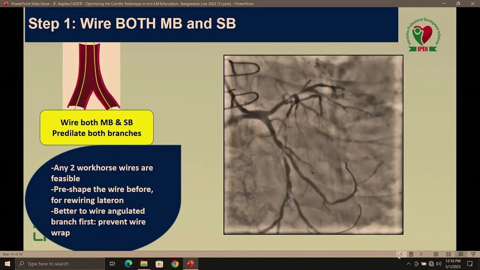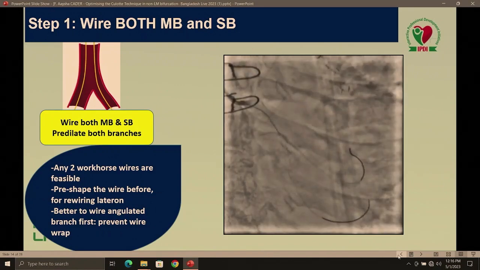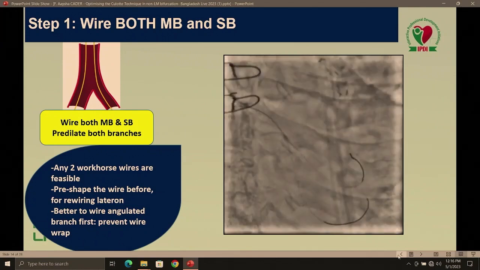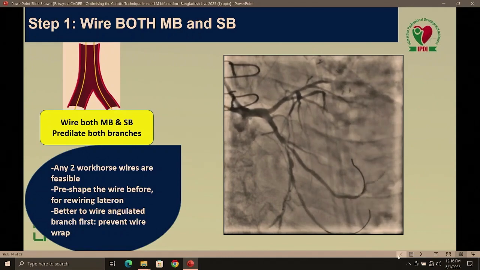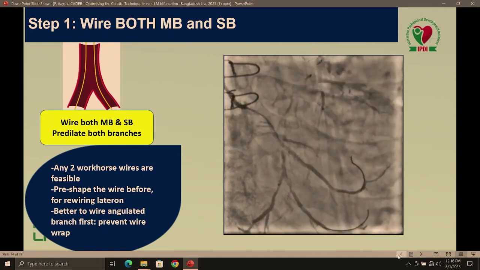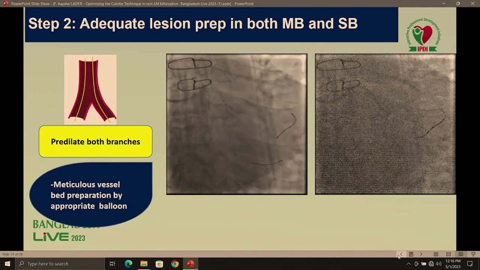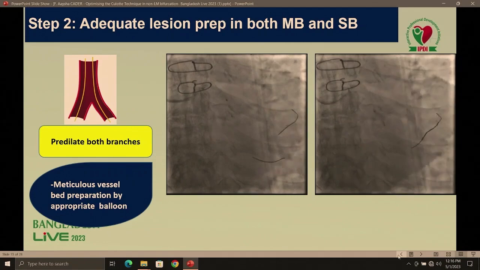The first step is, of course, to wire both the main branch and the side branch, and it's better to wire the angulated branch first and also to pre-shape the wire, because in Culotte we have 2 rewirings during the course of the procedure, so it's important to bear that in mind unless you're going to use a third wire. So adequate lesion preparation, as is customary for any interventional procedure, particularly in culotte, is necessary.